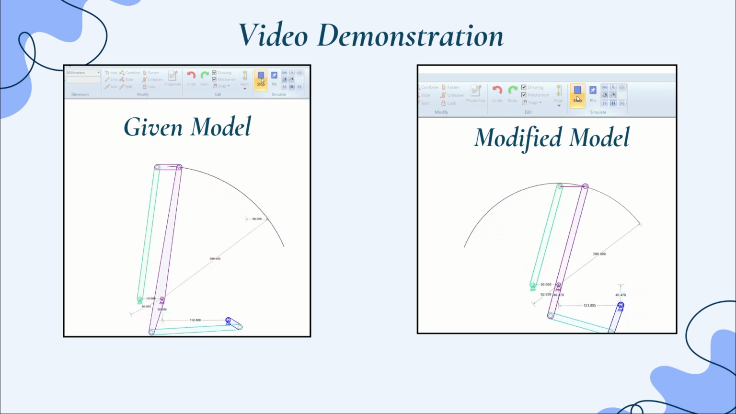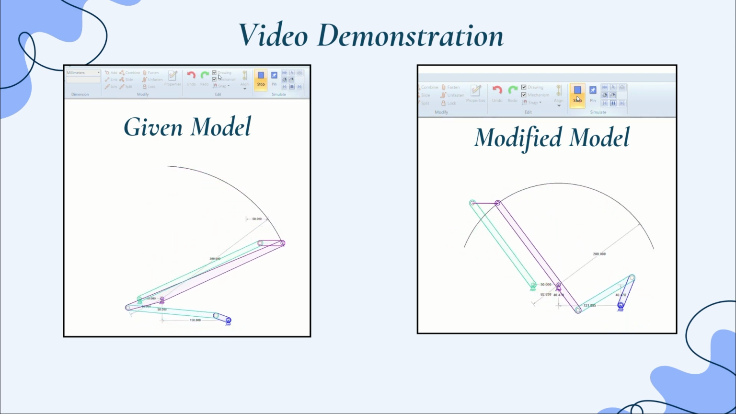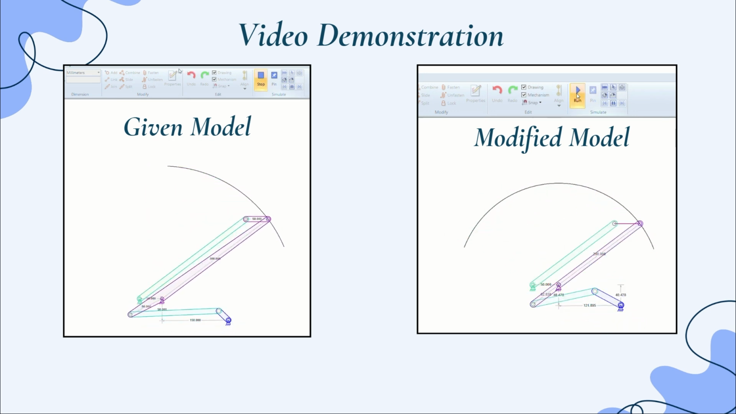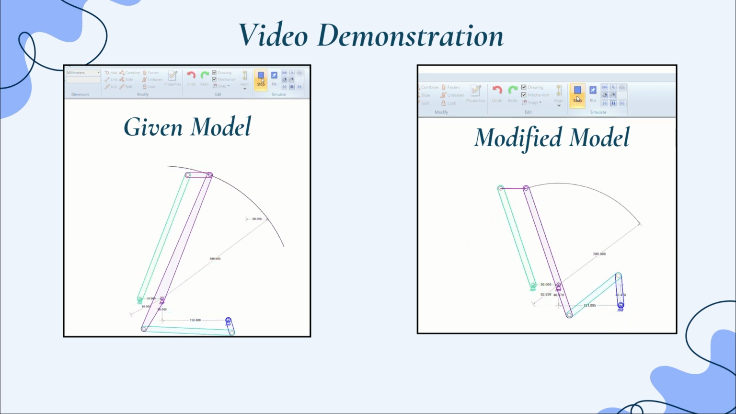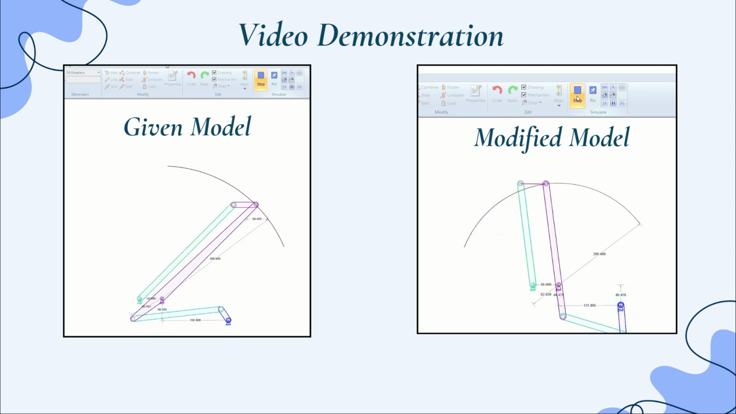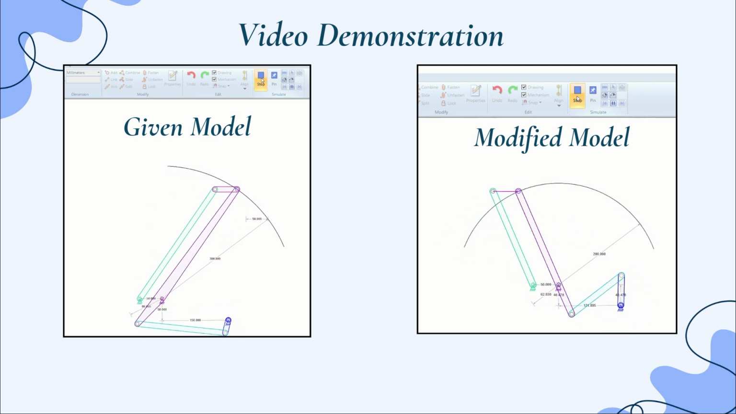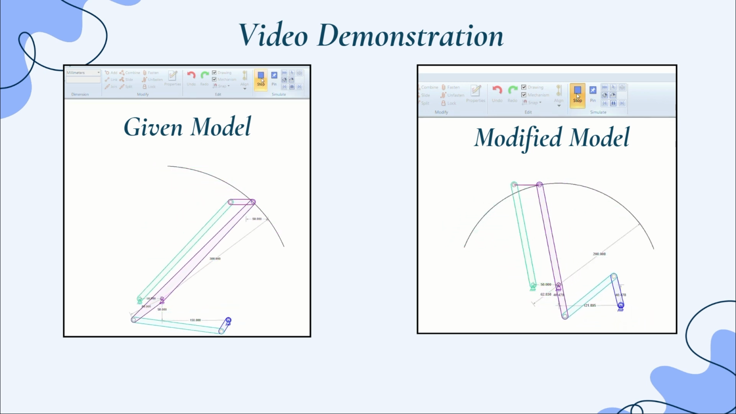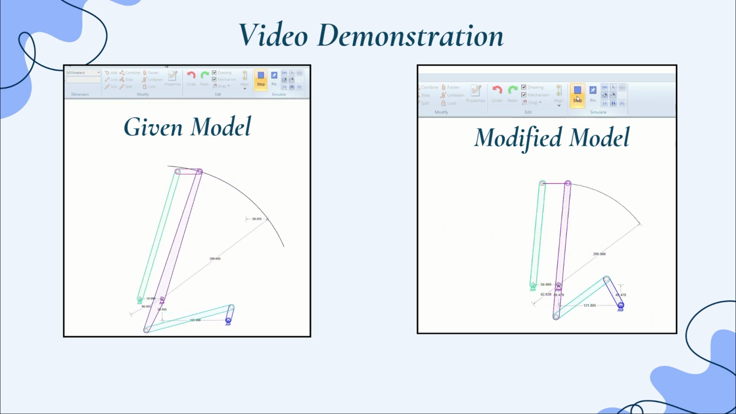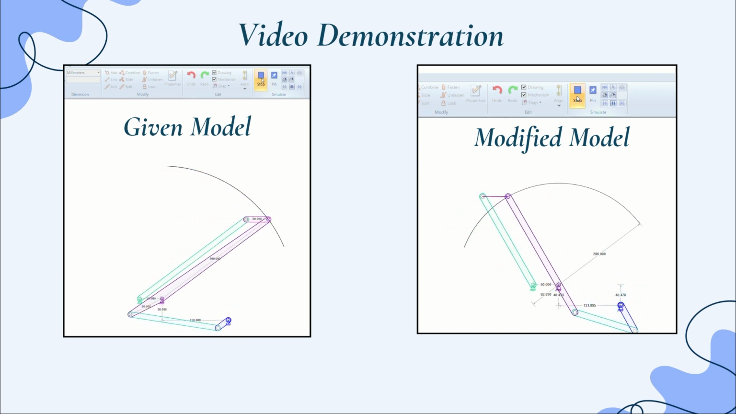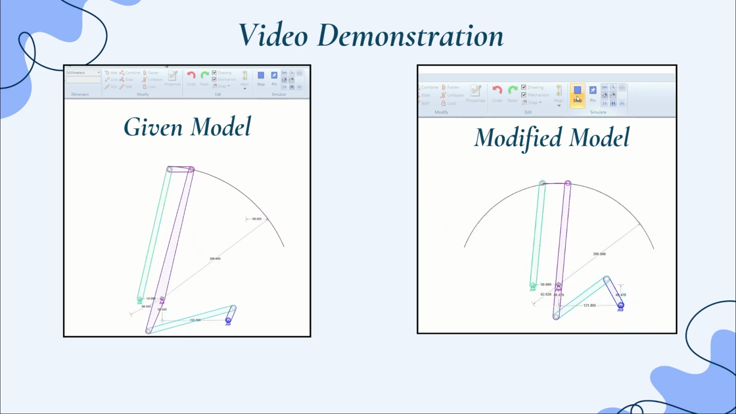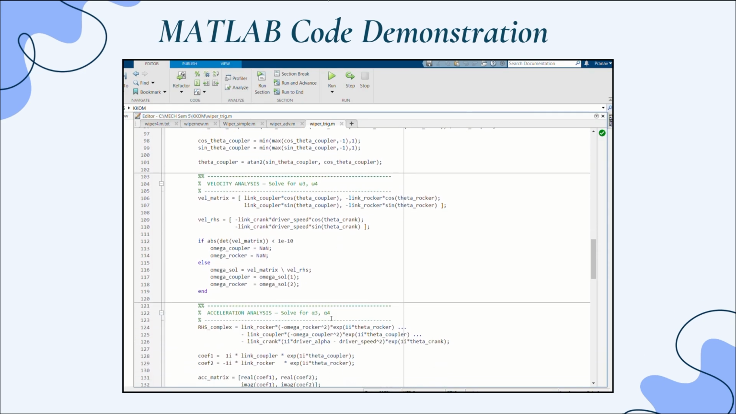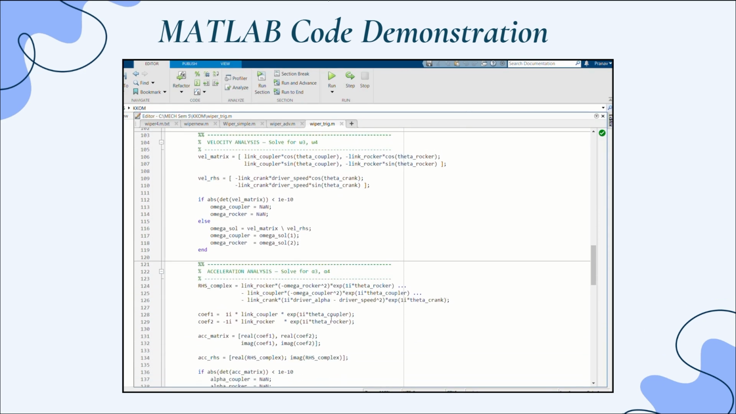We first recreated the given model from the tutorial sheet to understand the original motion and the quick return behavior. Then we created our modified model where we changed the geometry, shifted pivots and used symmetric links. This modification clearly improves the wiping uniformity and increases the useful sweep. You will see both simulations side by side in our video. Next, I will explain the MATLAB implementation that I have developed.